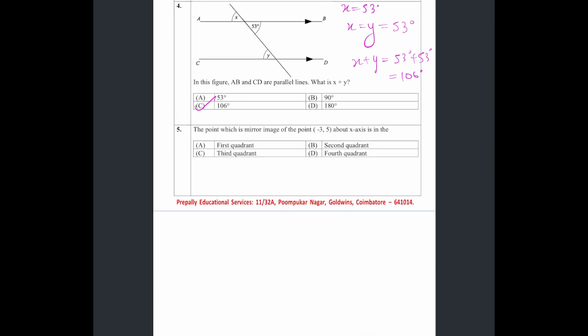Okay, so this question says: the point which is the mirror image of the point (-3, 5) about the x-axis is in which quadrant? All right, so we have the point (-3, 5), which is in the second quadrant. Now its image about the x-axis will be here, right, in the third quadrant.